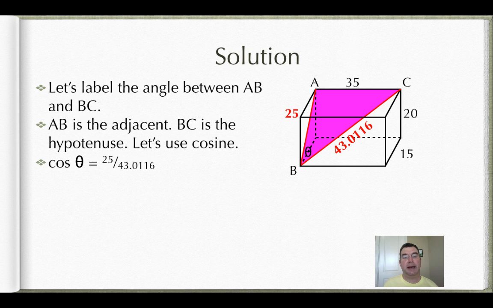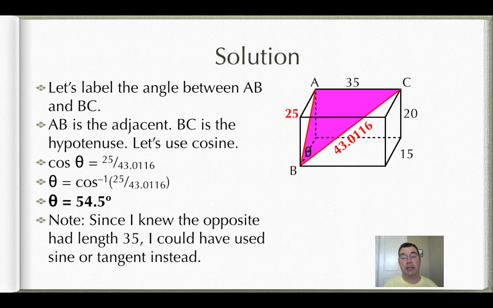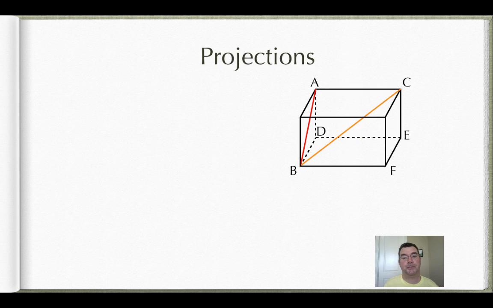The cosine of theta would then equal 25 over 43.0116. Now since I want to know the angle, I have to use an inverse. So theta will equal the inverse cosine of 25 over 43.0116, and that would be about 54.5 degrees. All right, now I had all three sides of the triangle, so I could have used the 35 as the opposite instead. So I could have used sine, cosine, or tangent to figure that out.